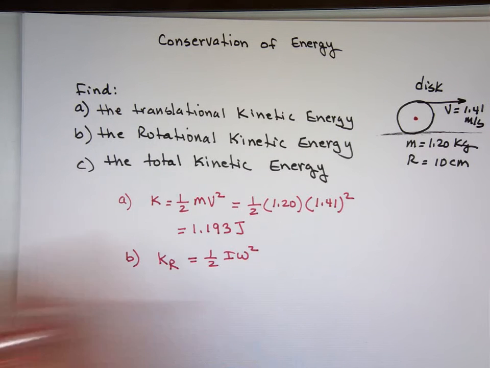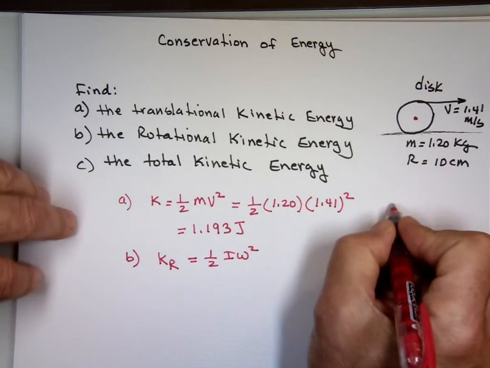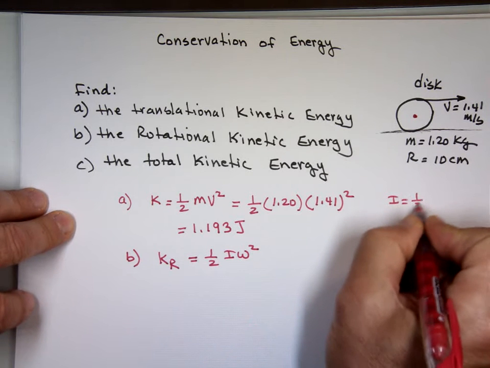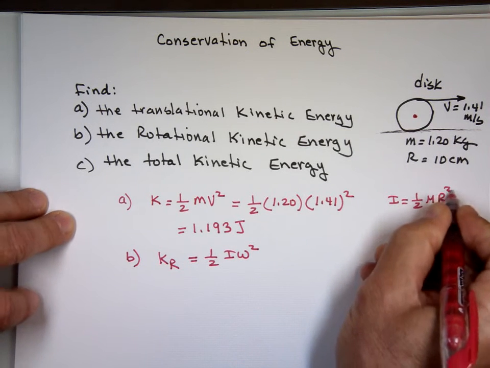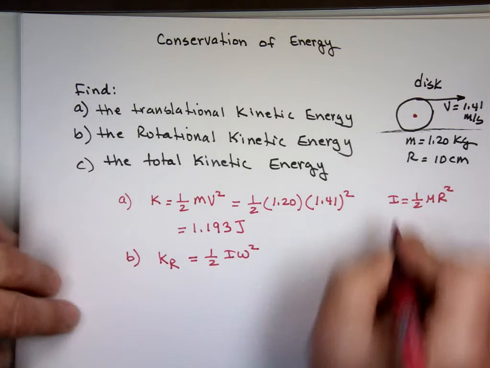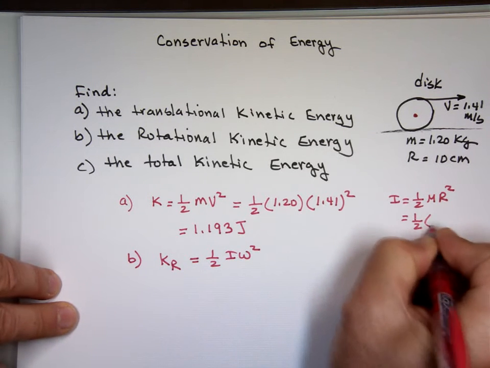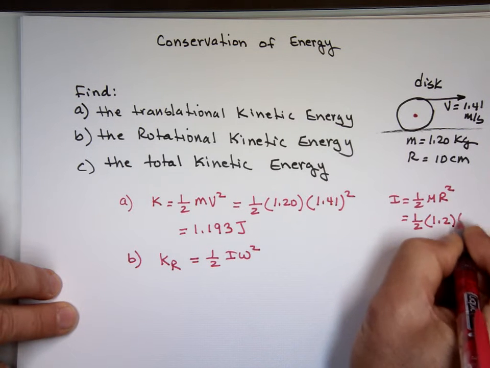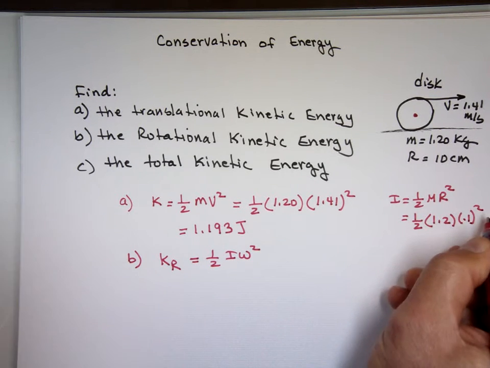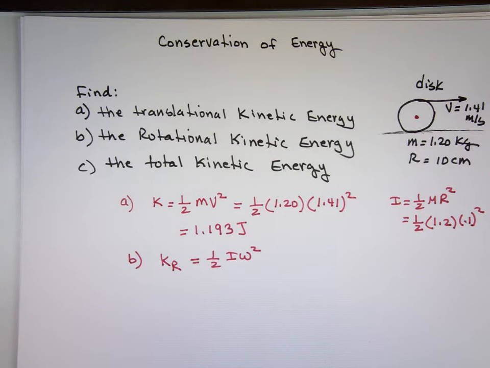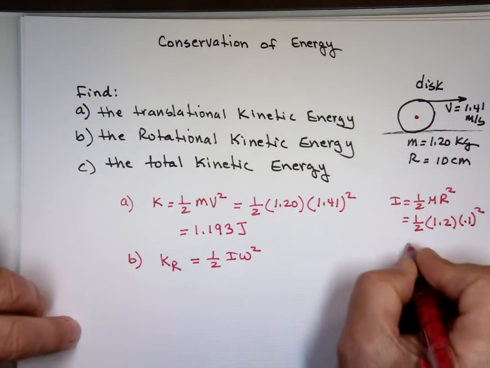So that's a solid disk. I have to go back and see what the equation is for a solid disk. I equals 1/2 mr squared for a solid disk. 1/2, the mass is 1.2, and r is 0.1 squared. That gives 0.006.